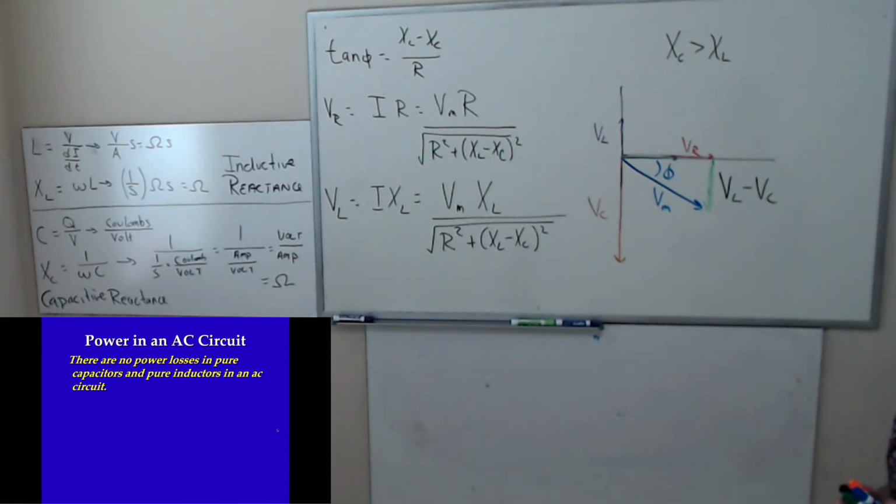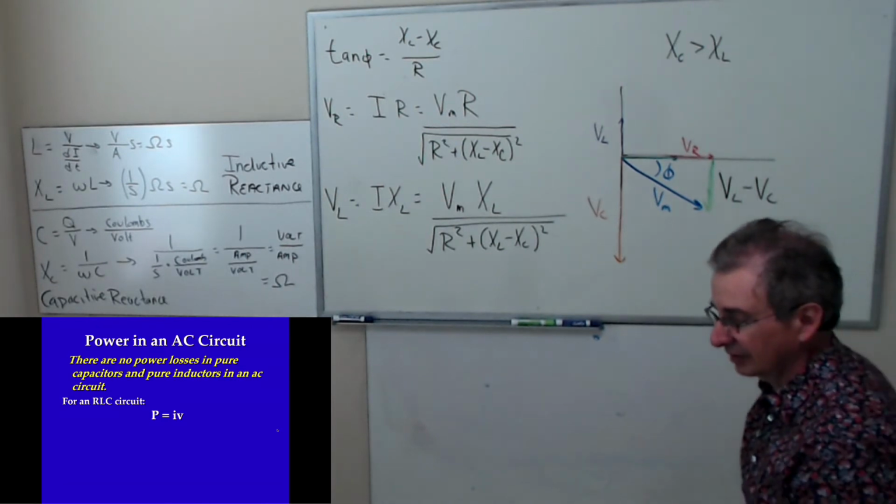There's no power losses in pure capacitors, and there's no power losses in pure inductors. Pure means ideal. Obviously, that's not the case. So really, any power loss in these circuits is due to the resistor. So I'm going to show that.